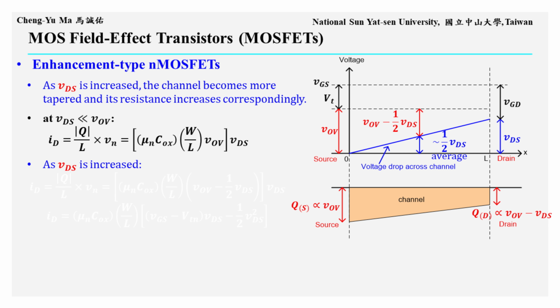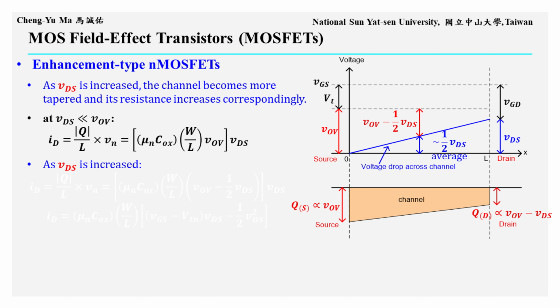In the upper right plot, the blue line represents the channel voltage from the source, x equals 0, to the drain, x equals L. It increases from 0 to VDS and is approximately linear. The electron concentration at each point is proportional to the oxide voltage minus VT. At the source end, this voltage is VGS minus VT, or VOV. At the drain end, it becomes VOV minus VDS. Therefore, the drain end has less channel charge.